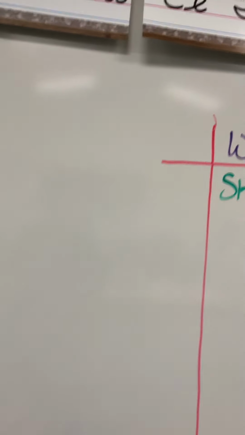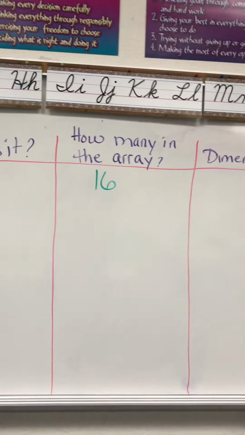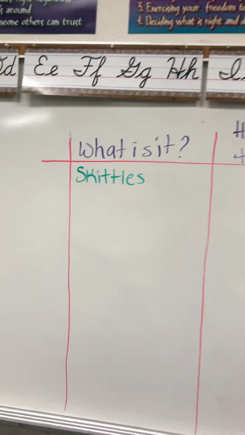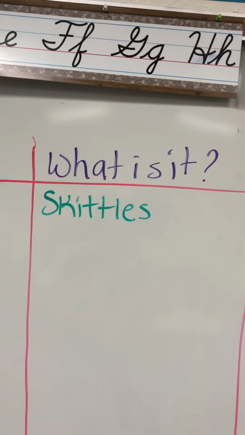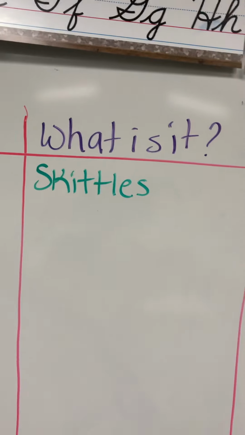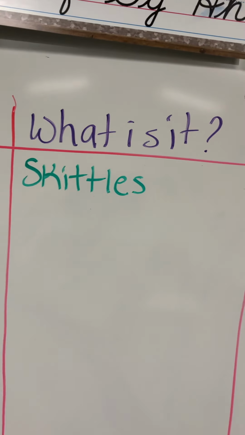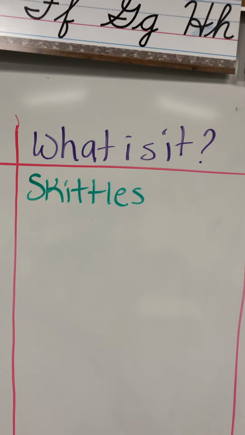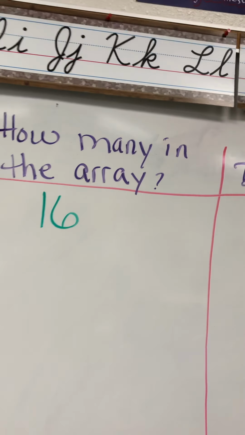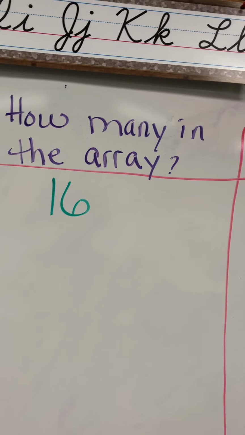All right, I'm moving my camera over a chart that I made just for you to see. This chart has 4 columns. In column 1, it asks the question, what is it? All right, we are using Skittles. When you are making arrays, you can use objects of all kind. I don't really have Skittles today, but I love Skittles so much that I wrote it in the box. Next to what is it, we have how many in the array. I'm using 16 Skittles today to make my arrays.